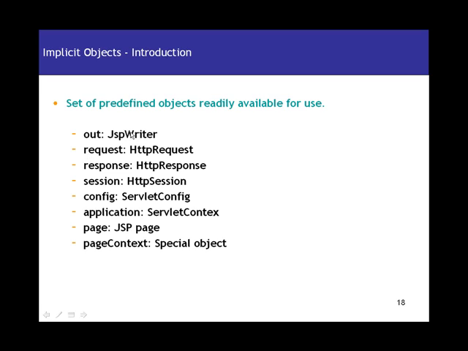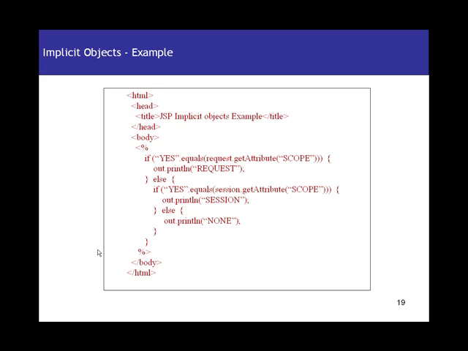Out, which is nothing but an instance of JSP writer, request, response, session, config, application, page, and page context. We are going to have a look at each of these implicit objects and see what they actually represent, which instance of which classes they are, and how you use them, right? Okay. So this is a basic example of how you can use an implicit object in your JSP page.